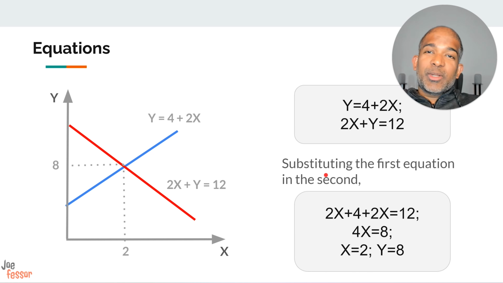We'll substitute this entire expression for y into the second equation. That gives us 2x plus y. Instead of y, we replace it with 4 plus 2x. So 2x plus 4 plus 2x is equal to 12, which gives us 4x equal to 8 and x is equal to 2. We take this x value now and plug it back into either of the two original equations. Let's use y equal to 4 plus 2x for example. If you replace x with 2, you get y is equal to 4 plus 4, which is 8. So there you have it. These lines intersect at the point 2, 8. We can confirm this visually on the graph too.